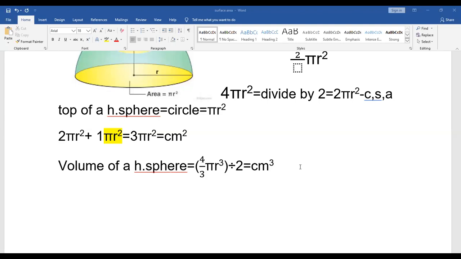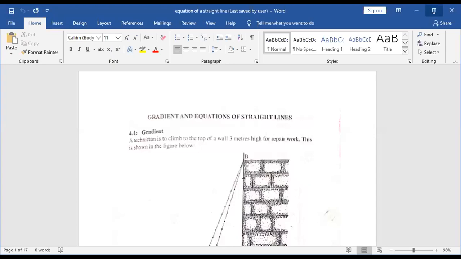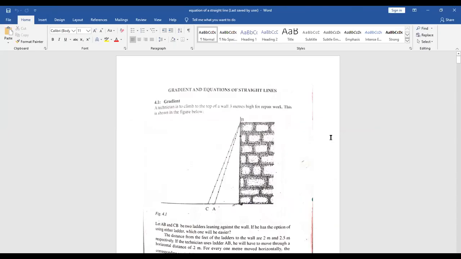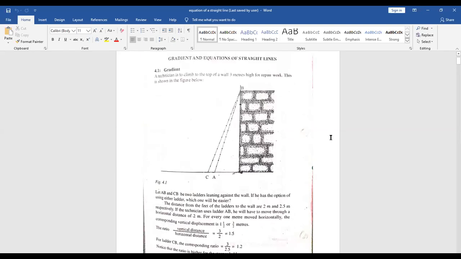So I want to take you straight to something called gradients and the equation of a straight line. This is a topic that I want to take you through. I don't think we have covered this topic with you, and it's a topic that is heavily examined in your questions. So today I want us to cover this topic, because I think I've been teaching very slowly and we might not be able to cover whatever we are supposed to cover within the short time.